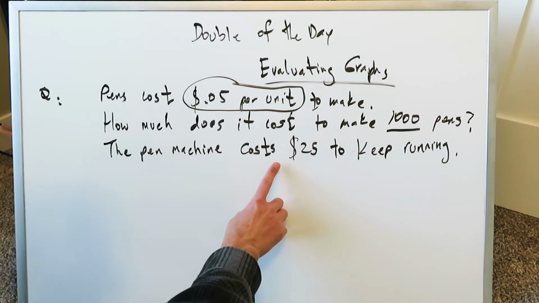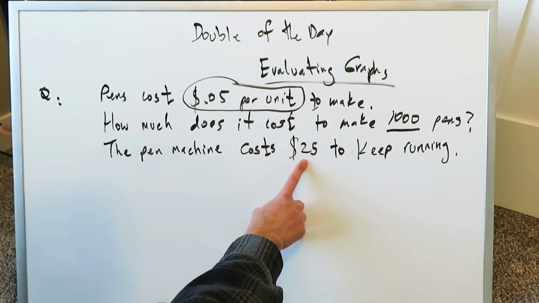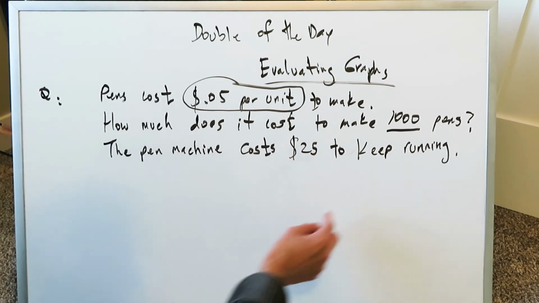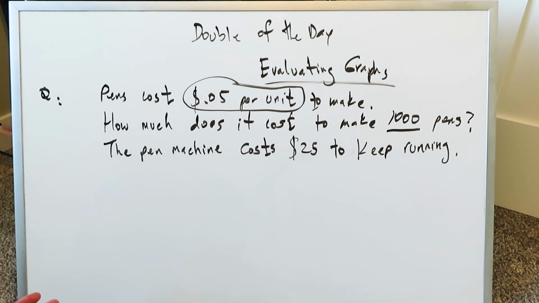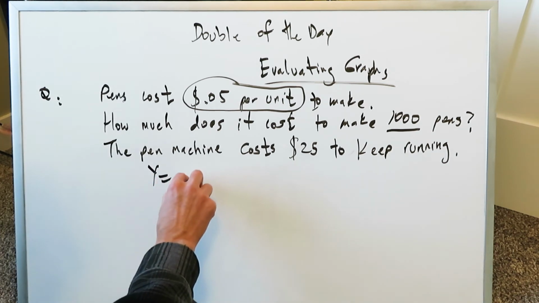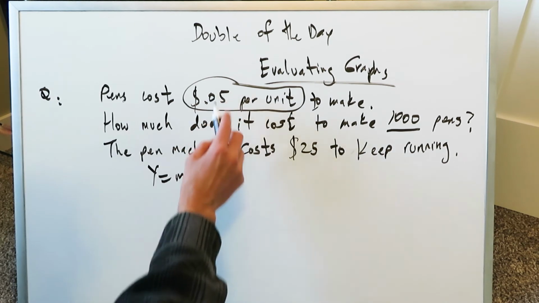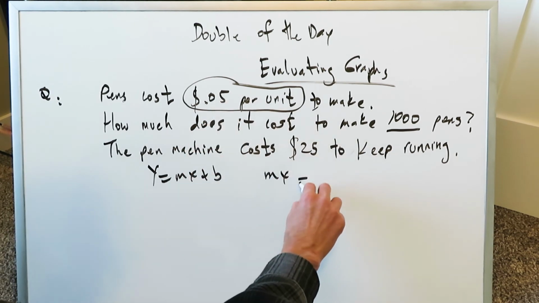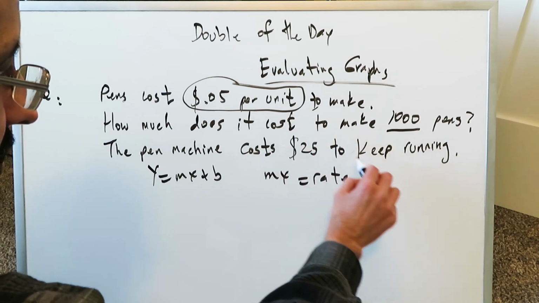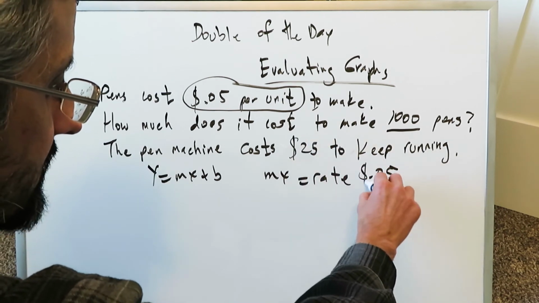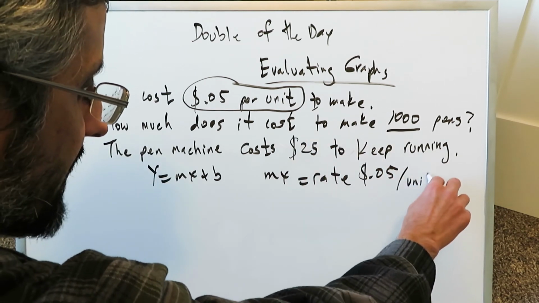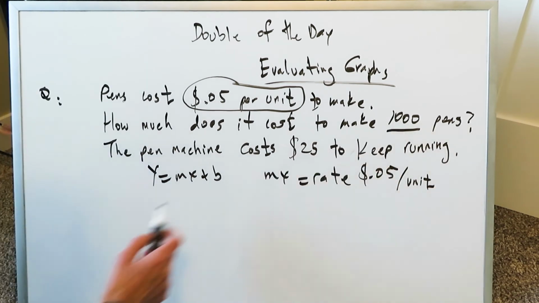The pen machine which makes the pens requires $25 to keep running no matter what. You can't turn the machine off. Whether you're making pens or not, you're still running the machine, and it costs $25 to keep it running. It's like an operating cost. Remember, again, we're still looking at y is equal to mx plus b. We still have a rate. The mx component, which is your rate, is still exactly $0.05 per unit or per pen, and we still have to determine the cost of 1000.